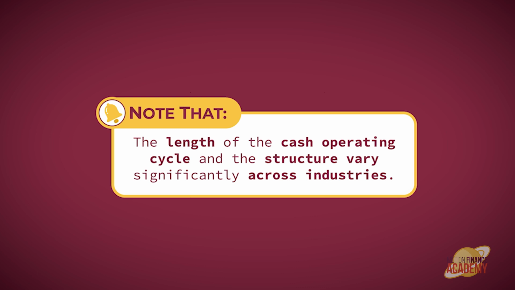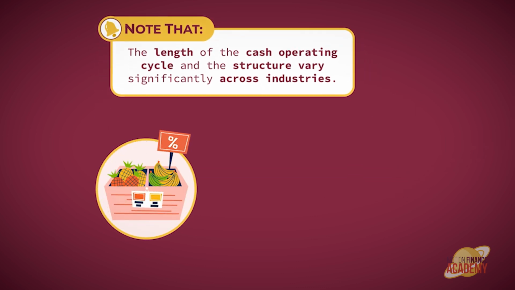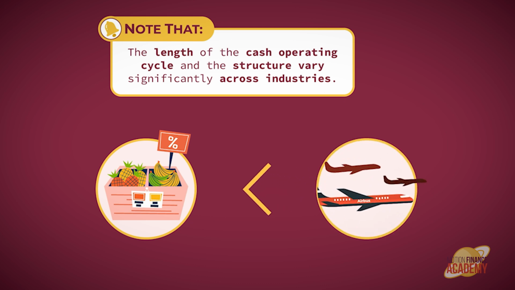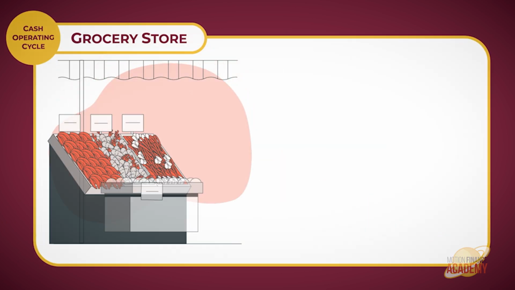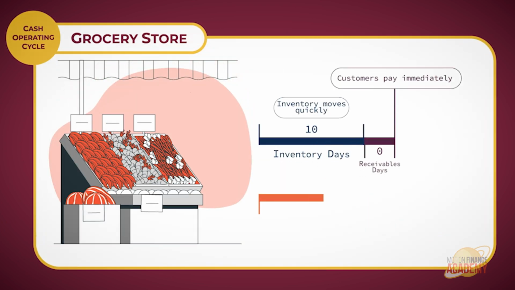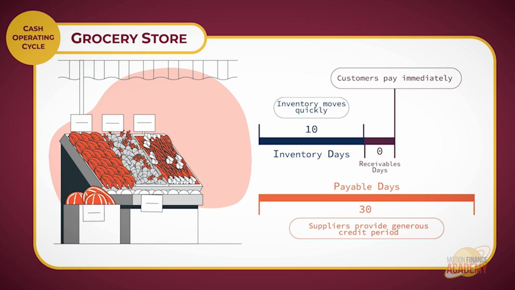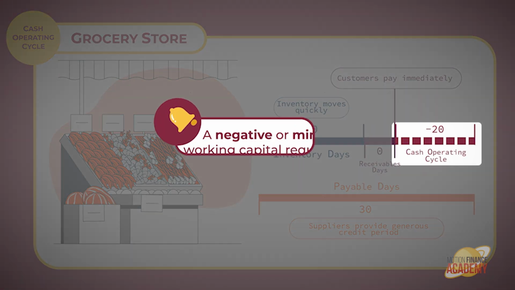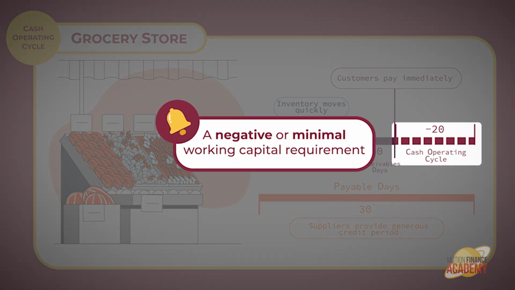across industries. For example, a cash-based grocery retailer typically has a very short cycle compared to an aircraft manufacturer. For a grocery retailer, inventory moves quickly, customers pay immediately, and suppliers often allow 30 days for payment. The result is a negative or minimal working capital requirement.